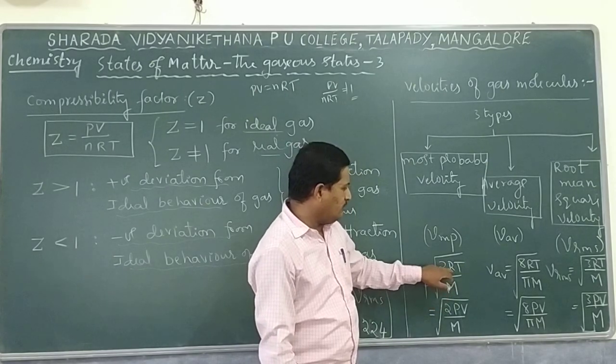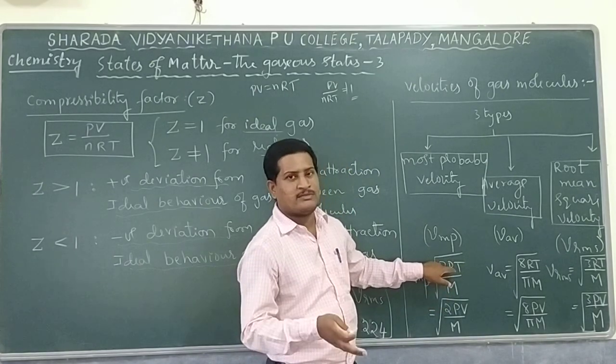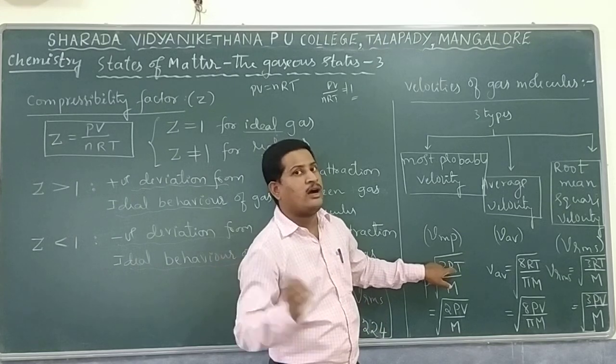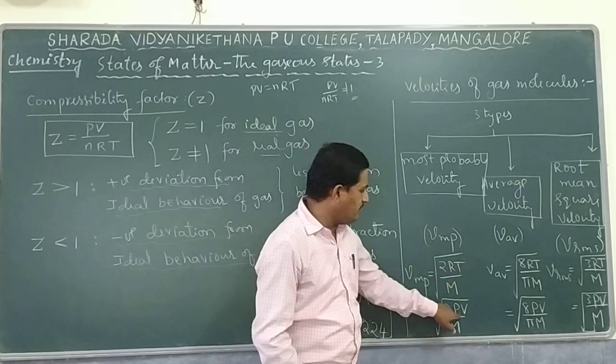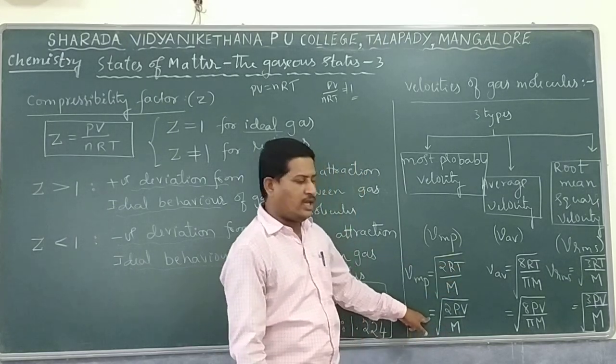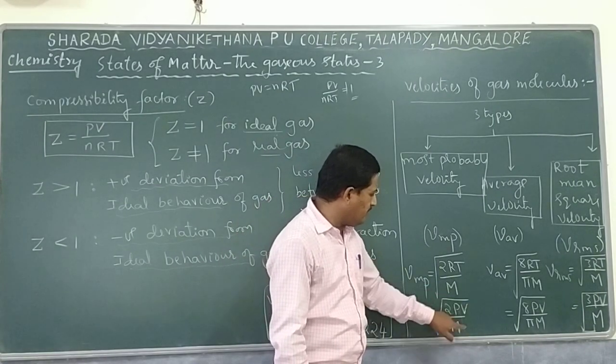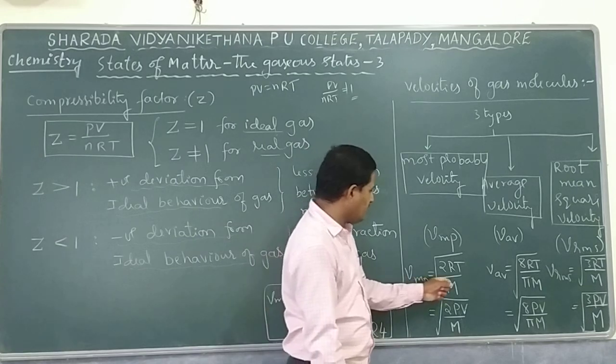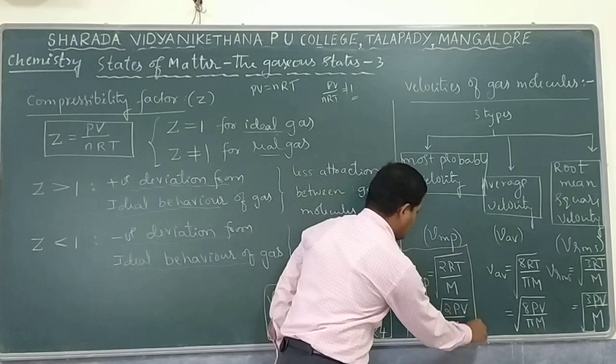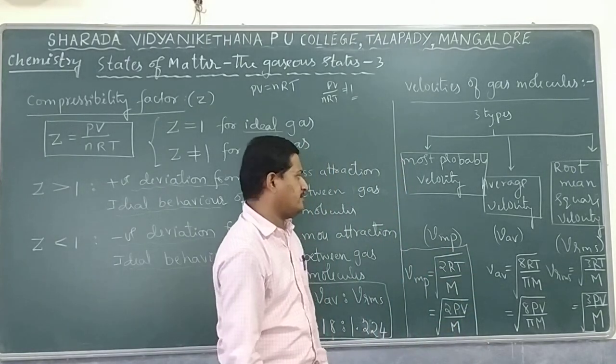Okay, and you know PV equal to nRT. If you substitute n equal to 1, PV equal to RT, or RT equal to PV. That's the modified equation in terms of pressure and volume: square root of 2PV divided by m. So this is the relation in the case of most probable velocity. You have to remember, students.